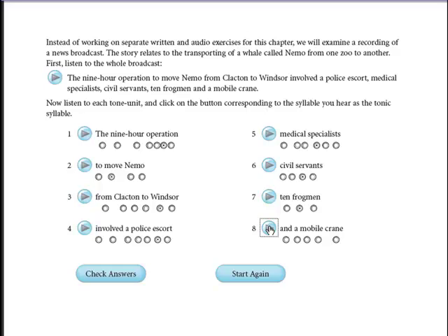And a mobile crane. Where do you think it starts to descend? That's right. Right at the end. And let's see if we're right. And of course we are.